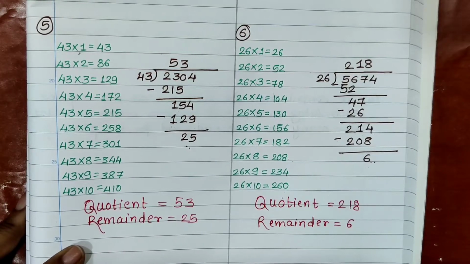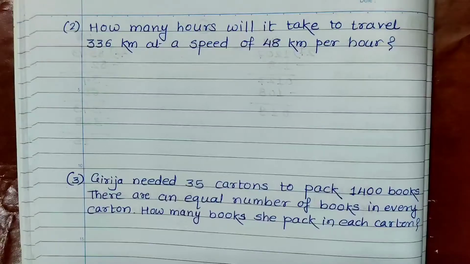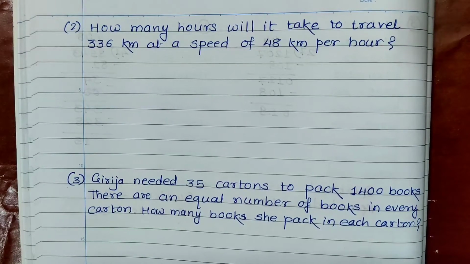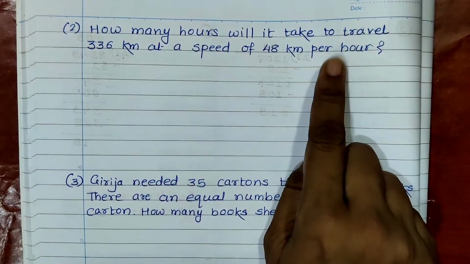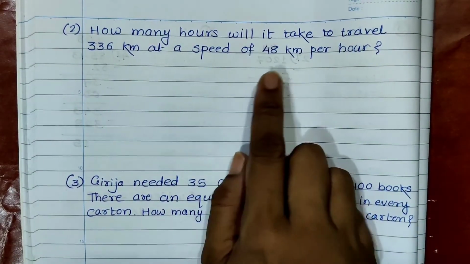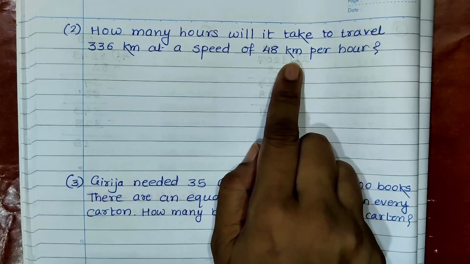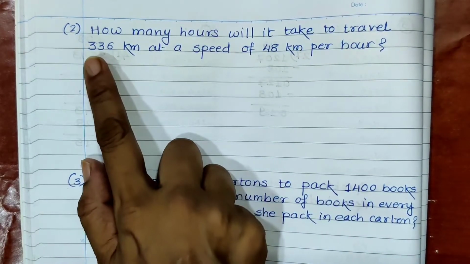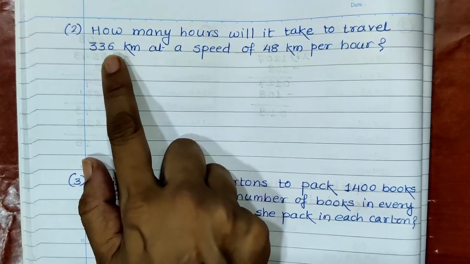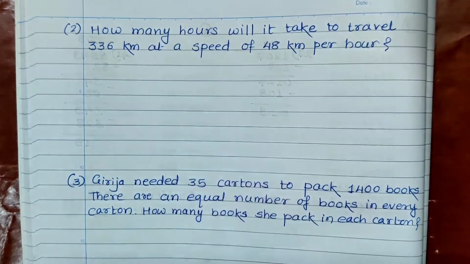Now let us go on to question number 2. So see children, from question number 2 the word problems are starting. How many hours will it take to travel 336 km at a speed of 48 km per hour? Per hour means in 1 hour, the vehicle travels 48 km. We have to see that 336 km will be traveled in how many hours.